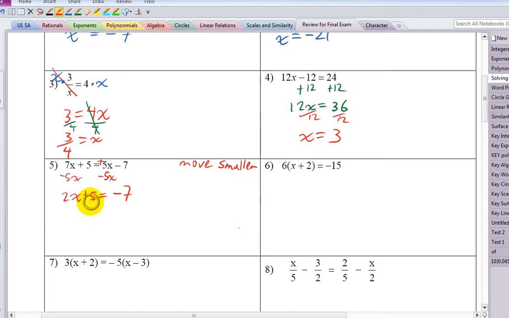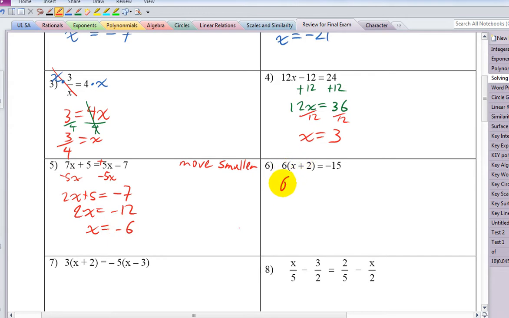Plus 5. How do we move it? Oh, you know what? You guys get to work. Go. I already did it. Yeah, you're smart. 2x equals negative 12. X equals negative 6. Good. Okay, now what's different with 6, Smarty Pants? Kezia?